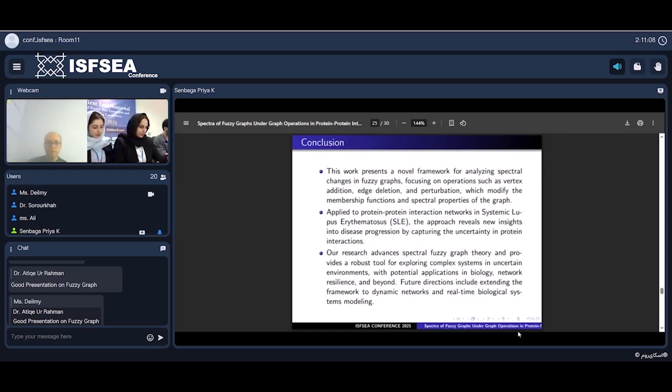So this is my conclusion. This work presents a novel framework for analyzing spectral changes in fuzzy graphs, focusing on operations such as vertex addition, edge deletion, and perturbation, which modify the membership functions and spectral properties of graphs. Applied to SLE, the approach reveals new insights into disease progression by capturing uncertainty in protein interactions. Our research advances spectral fuzzy graph theory and provides a robust tool for exploring complex systems in uncertain environments, with potential applications in biology, network resilience, and beyond. Future research includes extending the framework to dynamic networks and real-time biological systems.